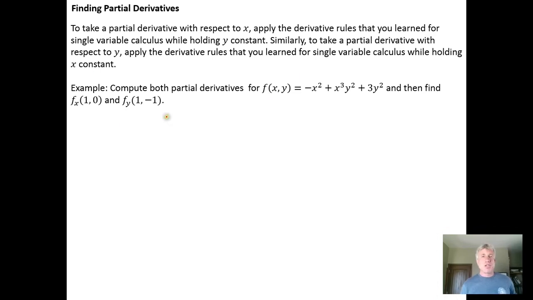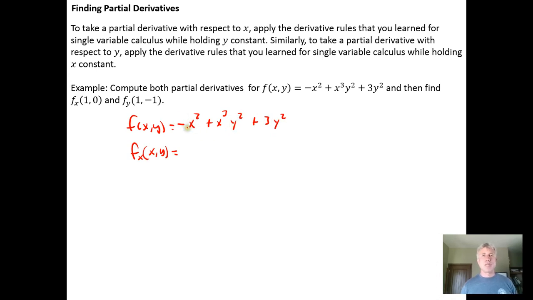So if I've got a function right here, f of x y equals negative x squared plus x cubed y squared plus 3y squared, and I want to take the partial derivative with respect to x. So I'm going to go partial with respect to x, which is also going to be a function of two variables. You walk through and you just take the derivative like you usually would, but you treat the y as a constant when you see it.